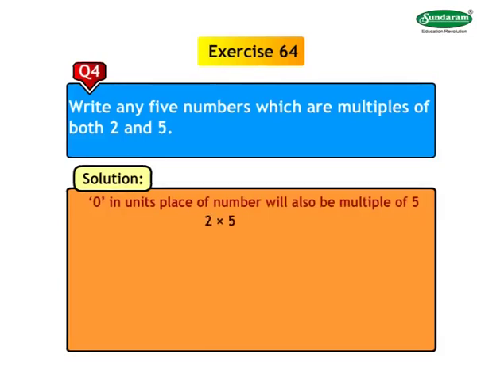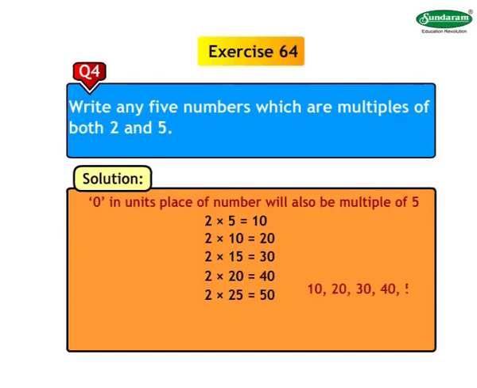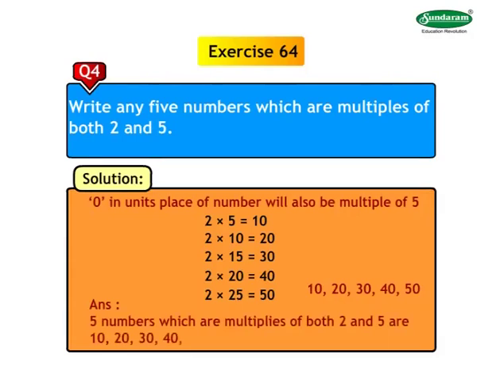Thus, 2 into 5 is equal to 10. 2 into 10 is equal to 20. 2 into 15 is equal to 30. 2 into 20 is equal to 40. 2 into 25 is equal to 50. Now, 10, 20, 30, 40, 50 are also multiples of 5. Hence, answer is 5 numbers which are multiples of both 2 and 5 are 10, 20, 30, 40, 50.